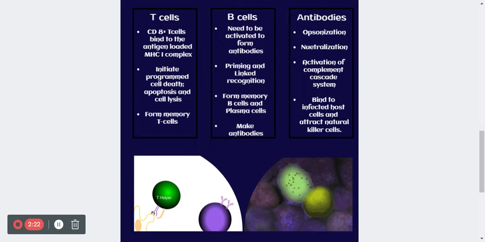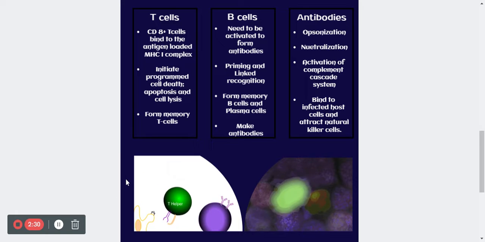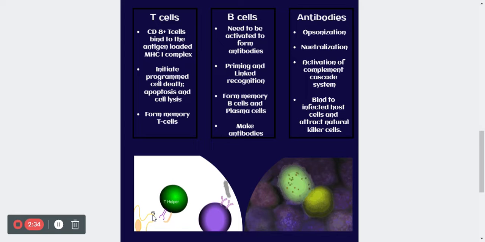Both of these processes are pretty complex, but I'm going to give you a short brief on how it works. Let's refer to this animation to understand priming and linked recognition. The cell on the left is the dendritic cell. Remember how we referred to it being the bridge between innate and adaptive immune response? Basically, what it's doing is presenting antigen on its surface by using an MHC class 2 molecule. The cell is going to present the antigen to the T helper cell.